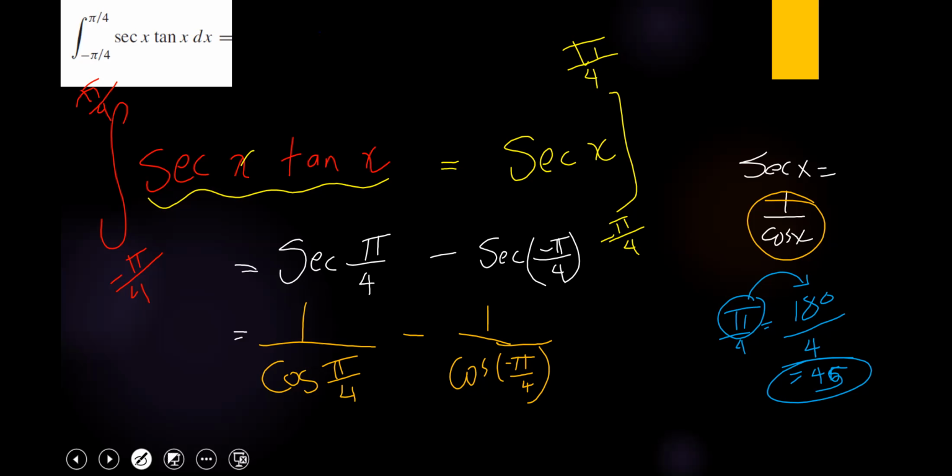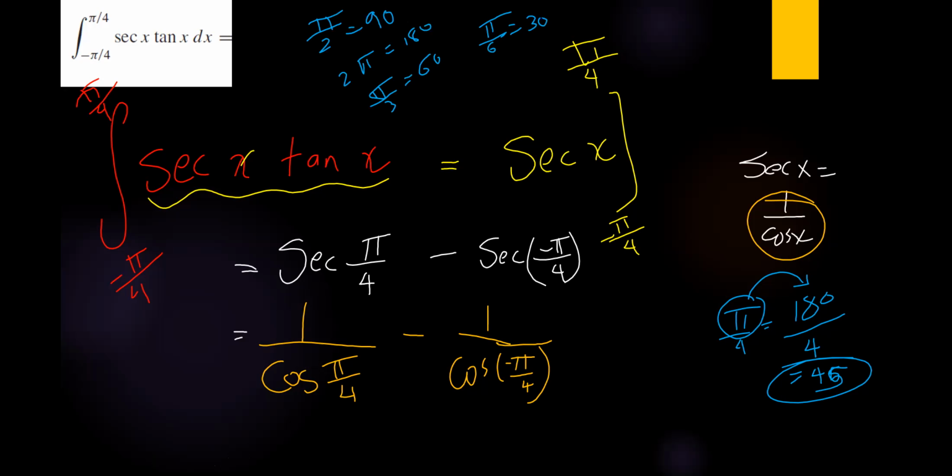So don't forget, pi over 2 is 90. 2 pi is 360. Pi over 3 is 60. And pi over 6 is 30, and so on. Pi is like 180. Is this clear? Yes, teacher.